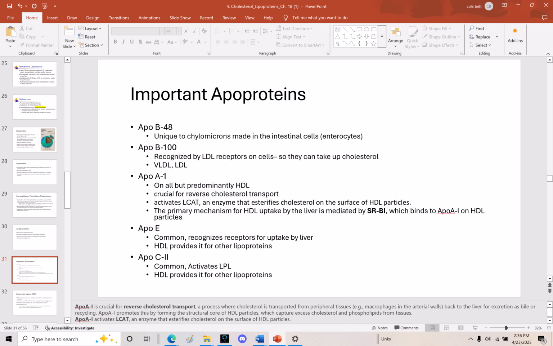It's taking cholesterol away from the tissues for its disposal. It's taking it to the liver so that the liver can do something with it. It can put it out into the bile, and you can help try to remove some of that cholesterol that way.